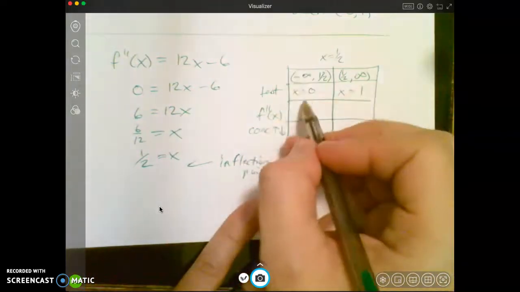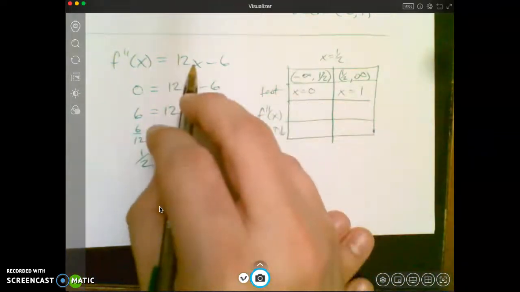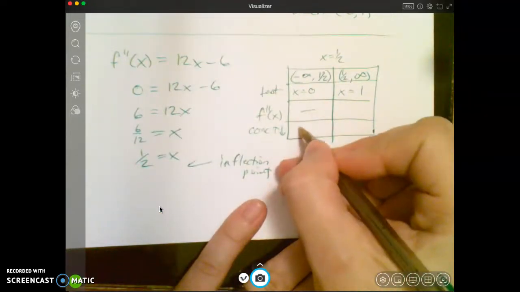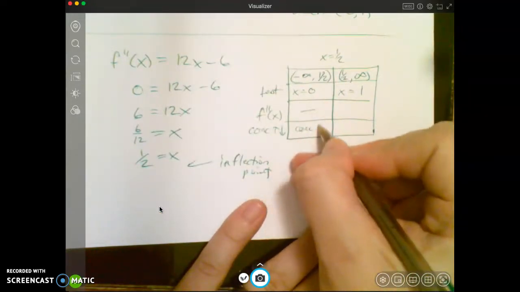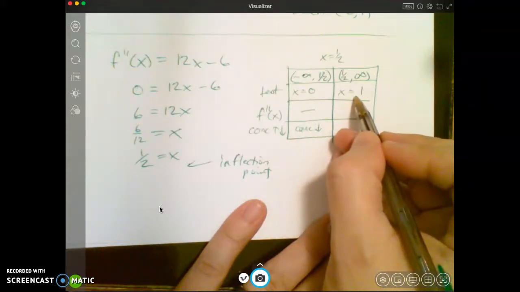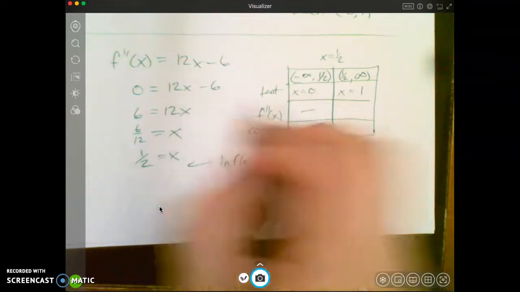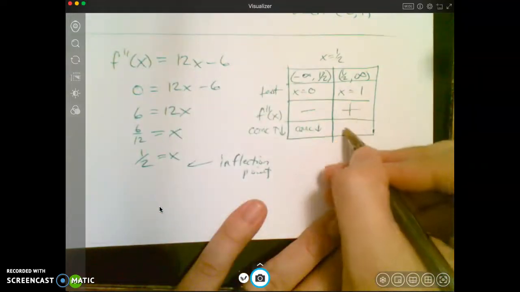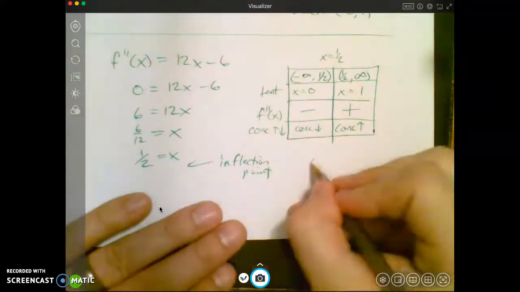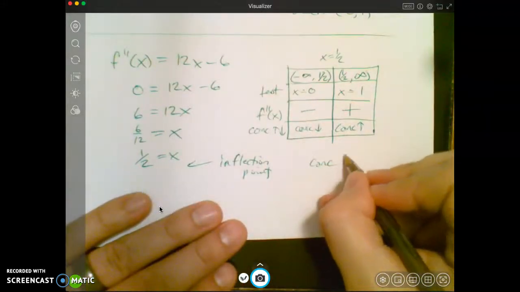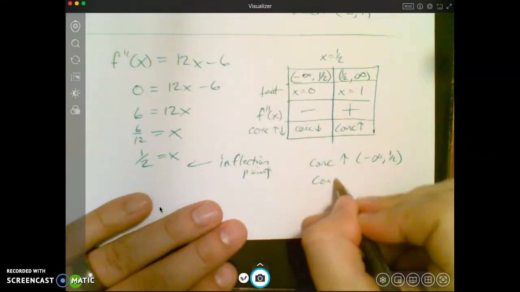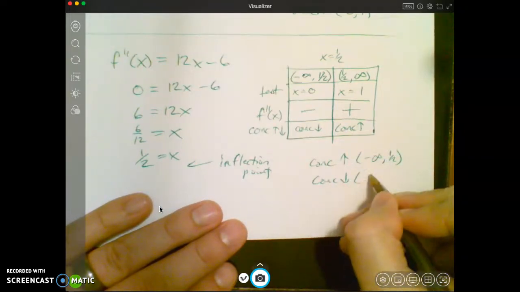Okay, so second derivative, if I put a 0 in there, I get a -6, and I only care that it's negative. That's concave down. And then over here, I have a 1. I plug a 1 in here. 12 minus 6 is +6, but I only care that it's positive, so it's concave up. And then I can do the same kind of answer: concave up from this interval, concave down from this interval.